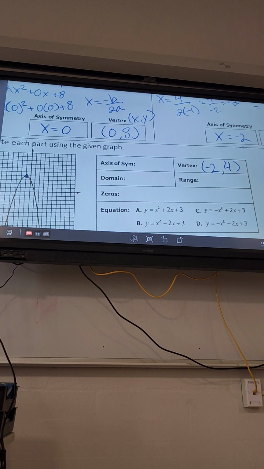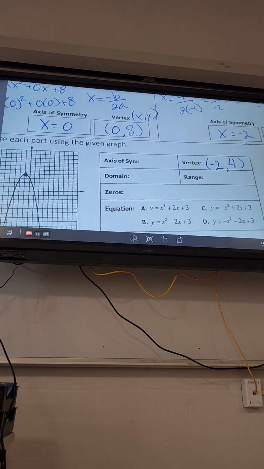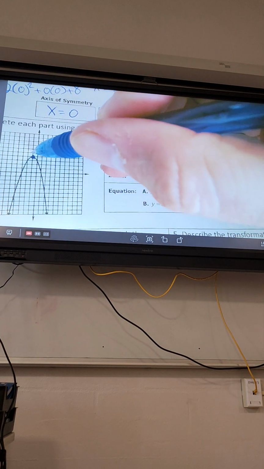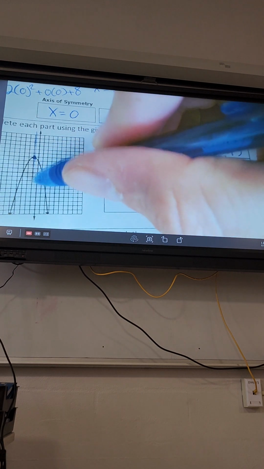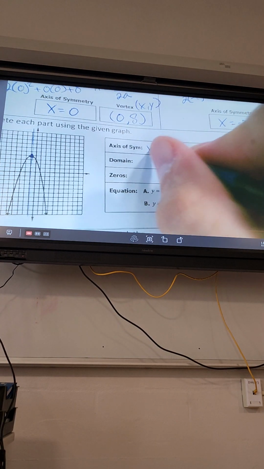That's your vertex. These are the key features we started learning in this unit. So we have the axis of symmetry, which is the x value. It's an invisible line that crosses in the middle of your parabola, cutting it in half symmetrically. So it's the x value of your vertex, which is negative 2.